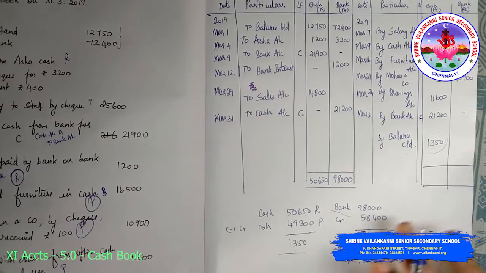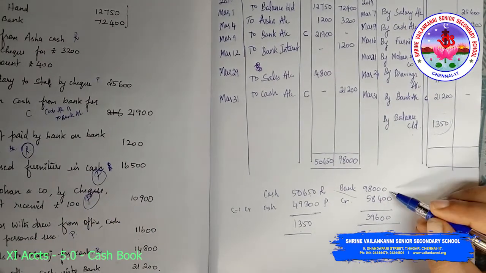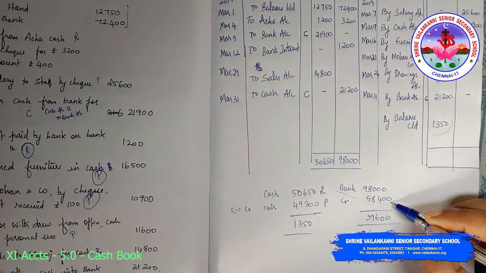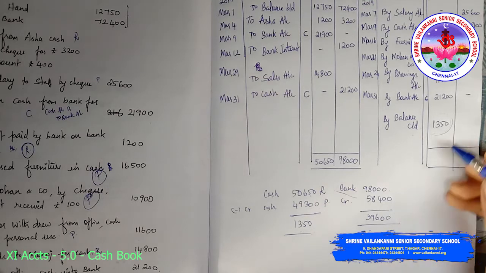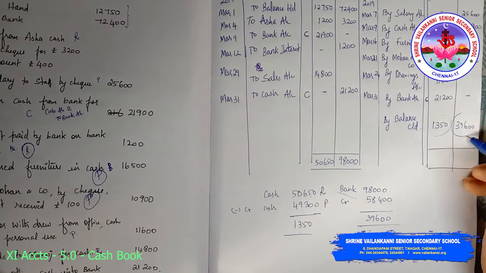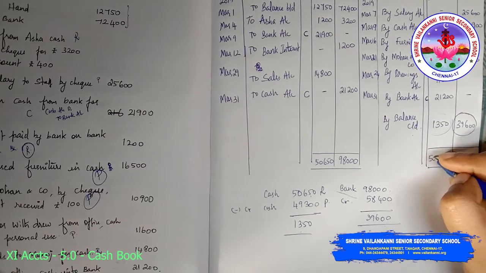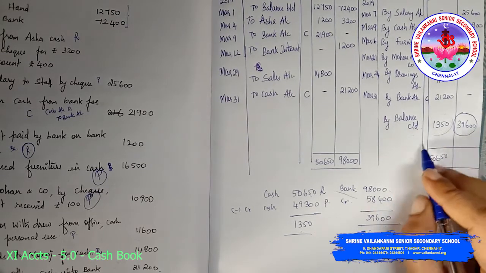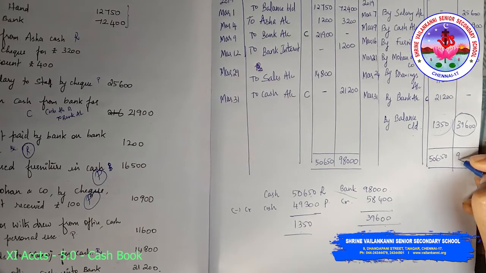Then in the bank column, the total of the debit side comes to 98,000. The total of the credit side comes to 58,400. So the balance comes to 39,600. This balance you need to take as balance carried down of bank. So this is the end of the double column cash book.